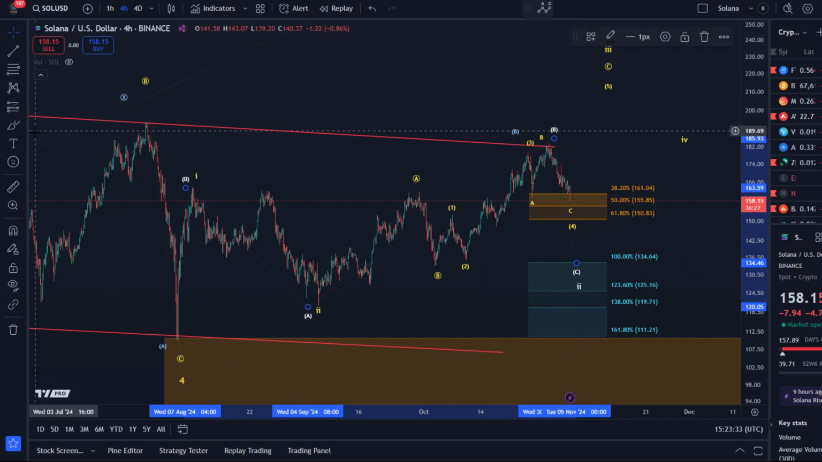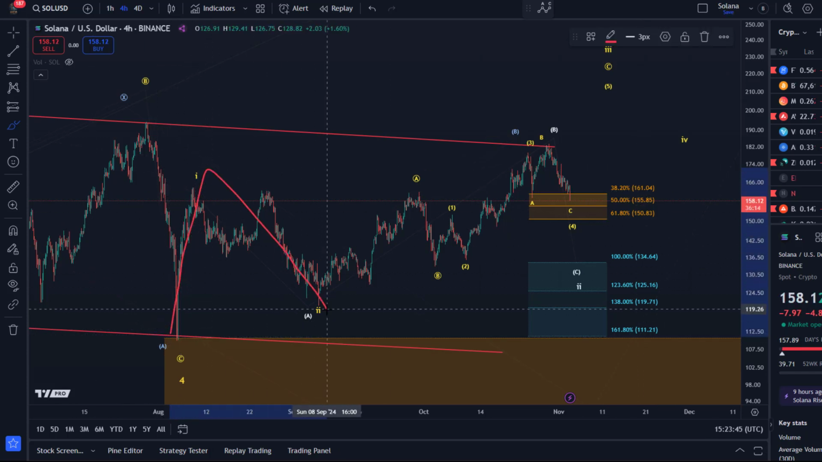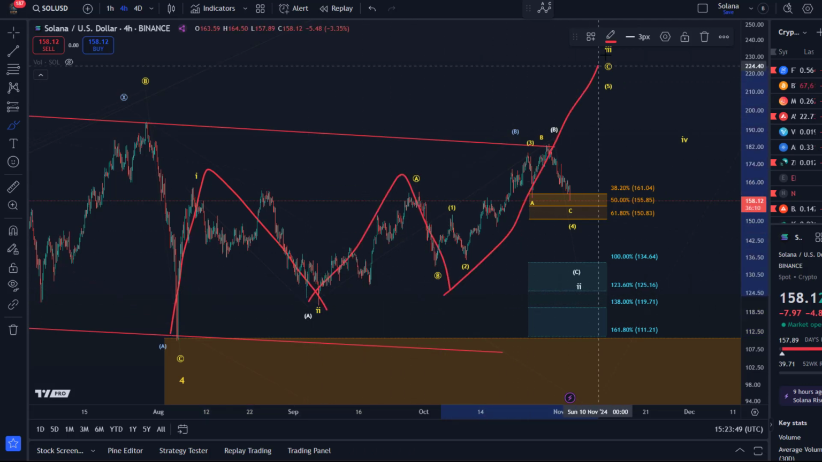So, 2 wave counts here. The one that is more directly bullish needs to hold the upper support, the upper pivot between $150.80 and $161. That's the idea here, that we have a wave 1 and a wave 2. Then this here is an A, B, and we're now in the C wave. But I mentioned before that the internal third wave is quite short, and we need to hold the $150.83 level. That is what it is.